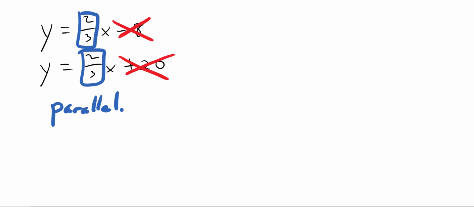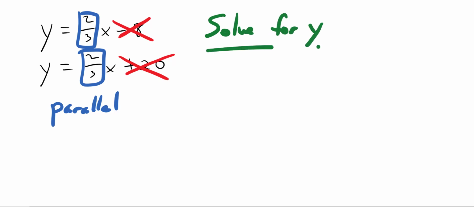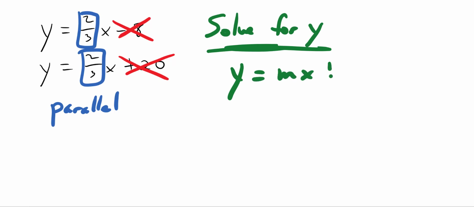Pretty easy. The main thing you have to do here, math fans, is you always need to solve for y, in order to get it into y equals mx plus b. Once you solve for y, you're just looking for the m. All this other stuff is extra. You just need the m.